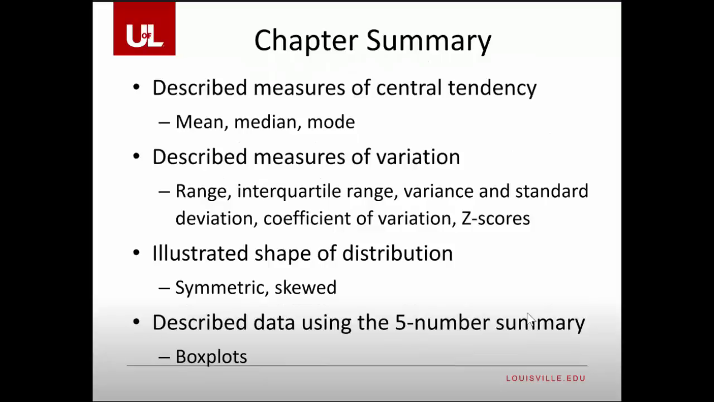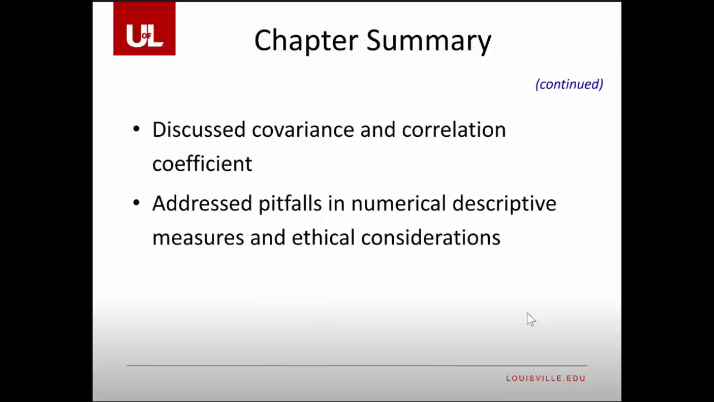In summary, in this entire chapter, we described mean, median, and mode. That was our first video. We described the measures of variation, our second video. We even showed some illustrations of shapes of distributions and a box plot. That is the 5-number summary. We just talked a little bit about covariance and correlation. We'll use those quite a lot towards the very end of class. And we addressed pitfalls in numerical descriptive measures and ethical considerations. Now you can move on to the next chapter.